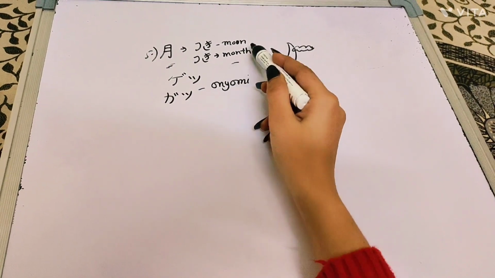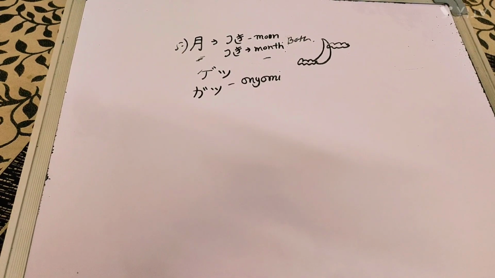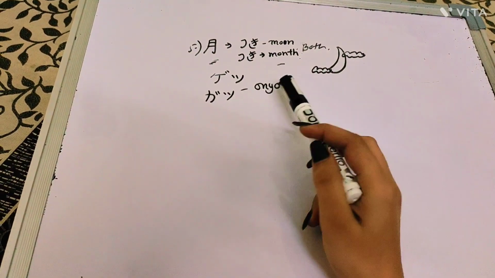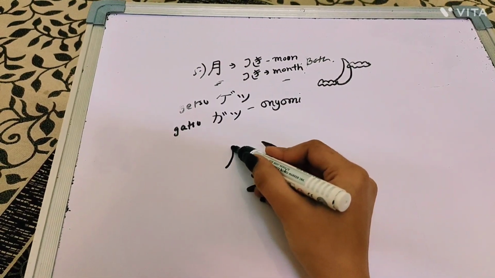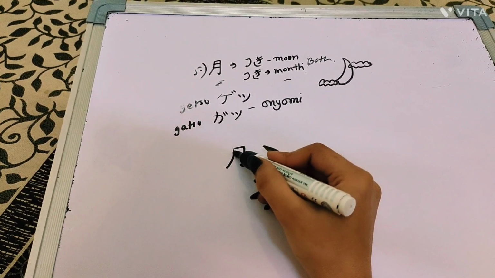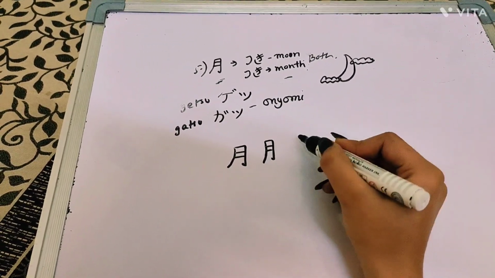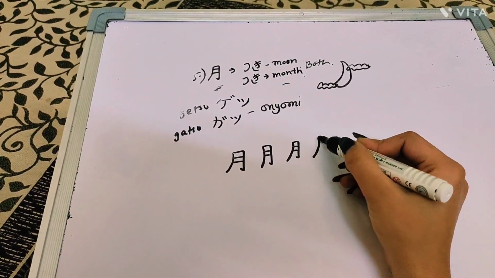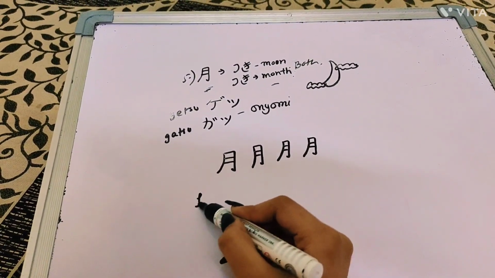Tsuki is moon and month both. And the onyomi of tsuki is getsu and katsu. Now let's draw the kanji with me. Ichi, ni, san, yon. 1, 2, 3, 4. Now let's do the words.